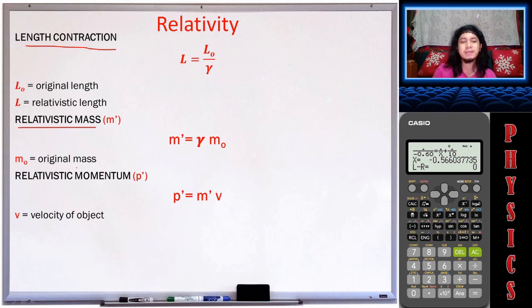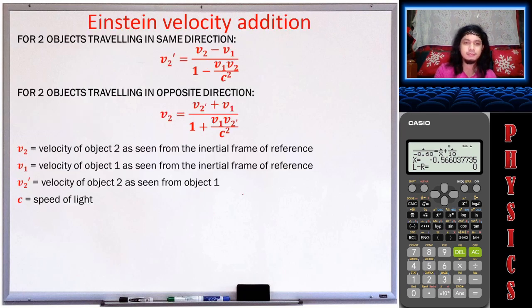And then, we have the relativistic momentum. Formula lang is, relativistic mass times velocity. Okay? So, ito talaga yung formula ng momentum. p is equal to mv. Kaya nga lang, relativistic mass yung gagamitin natin. Or, it should be gamma mv. Ano pa? Oh, another formula. Kakaiba yung formula na yan. So, ang tawag po dito is the Einstein velocity addition.